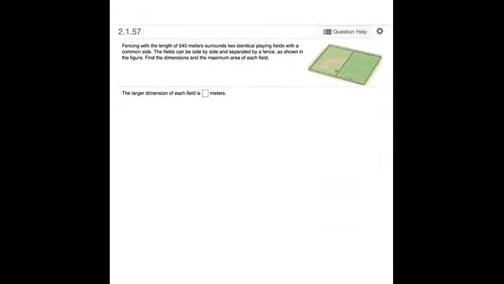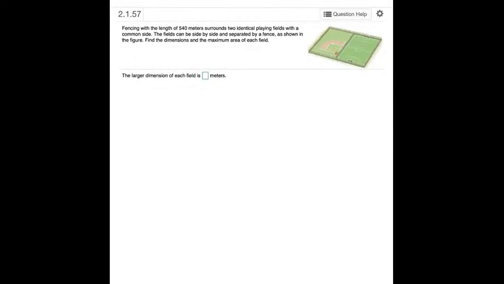The following question comes in from college algebra. It says that fencing with the length of 540 meters surrounds two identical playing fields with a common side. The fields can be side by side and separated by a fence as shown in the figure. Find the dimensions and the maximum area of each field. Okay.